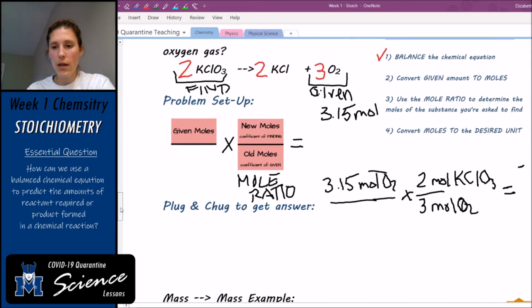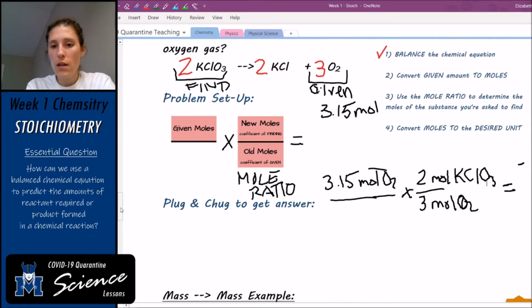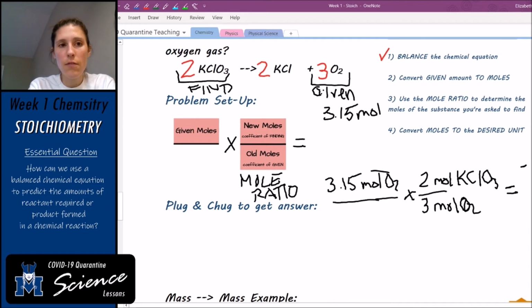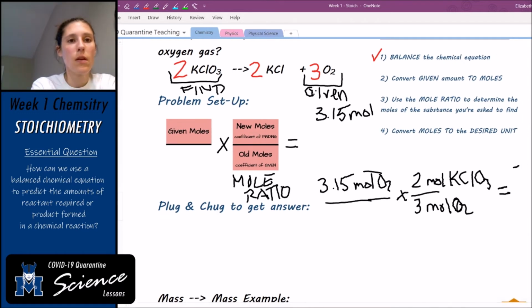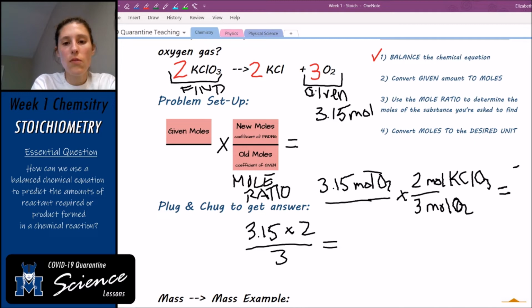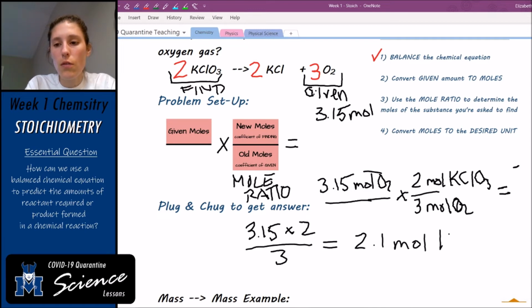Okay, and then I'm going to go ahead and do the math with that. So I take 3.15 times 2 in my numerator divided by 3. And when I do that, I think I get 2.1. Yep, 2.1 moles of KClO3.